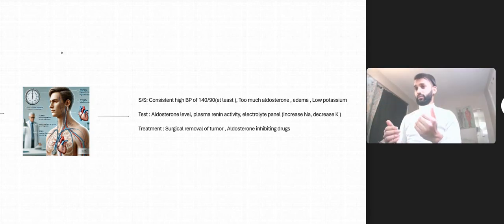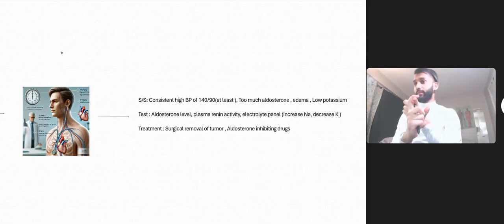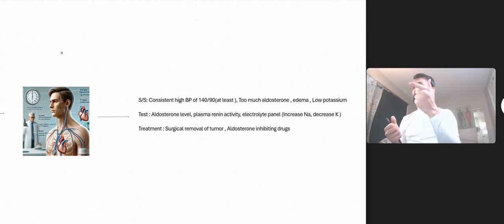What kind of tests can we do? We can test for aldosterone level. We can check the plasma renin activity. How is the renin-angiotensin-aldosterone system, which gets activated as a result of low blood pressure, acting up? What do our electrolyte panels look like, such as sodium versus potassium? So on the testing side, first, obviously, we'll check the aldosterone level. But we also have to figure out why that aldosterone level is increasing.